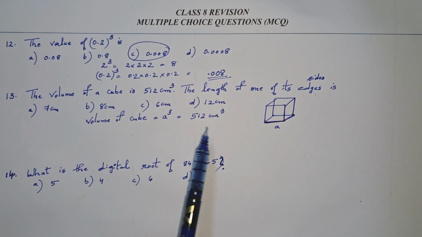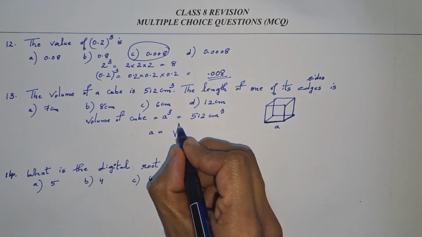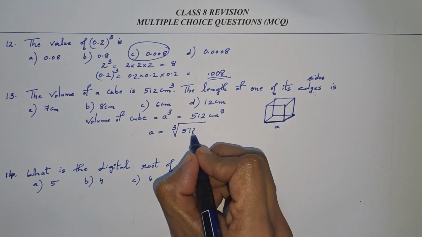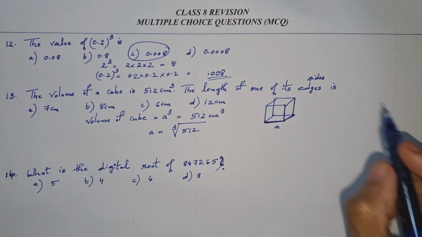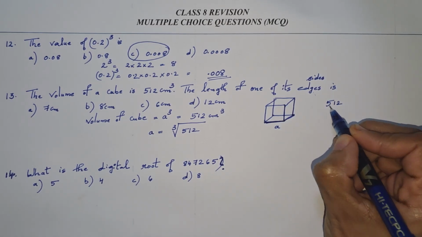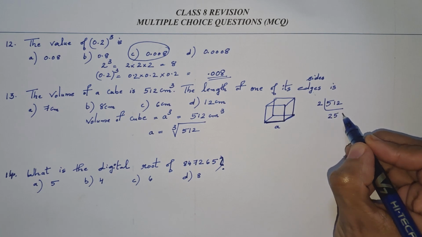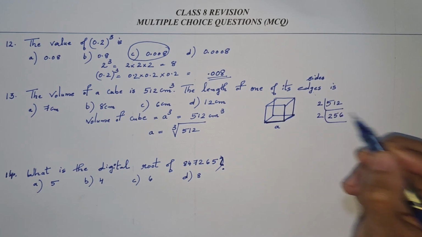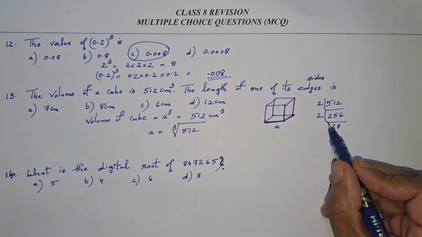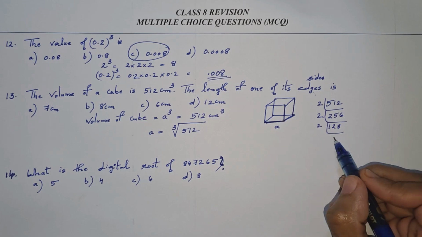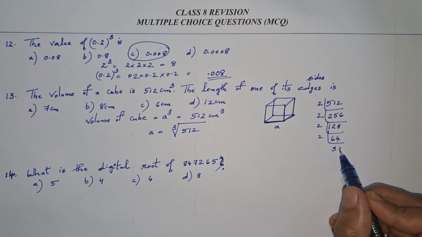If A cube is 512, then what is A? A will be equal to cube root of 512. So definitely we need to do the prime factorization of 512. So I'm doing that. 2 times will give me 256. Again 2 will give me 128. Next 2 will give me 64. Another 2 will give me 32.